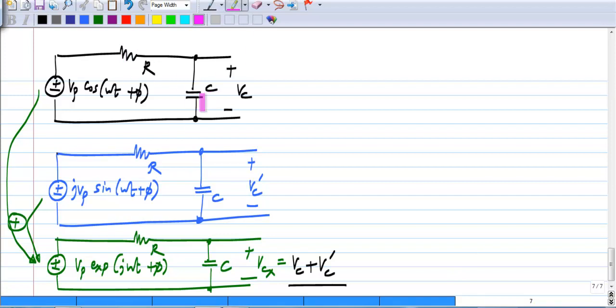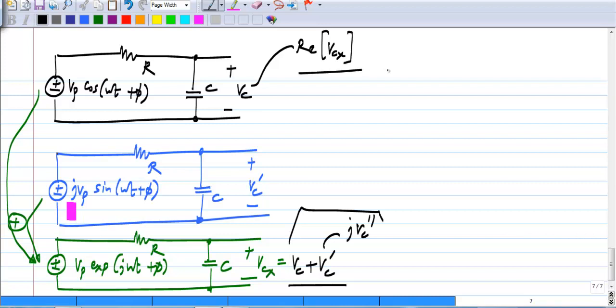Now everywhere we have only real coefficients, real R's and real C's. The only place where j, square root of minus 1, appears is over there. So in this Vcx, we'll have Vc, which is purely real, and Vc prime, which is purely imaginary. Vc prime will be j times some Vc double prime. And the answer we want to find is Vc, and that can be easily found as the real part of Vcx.